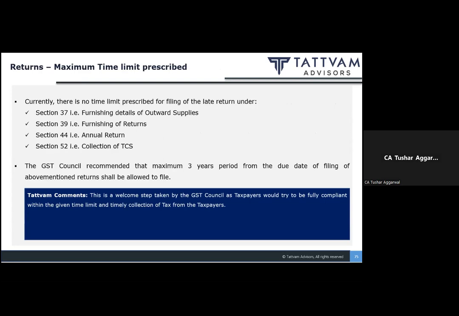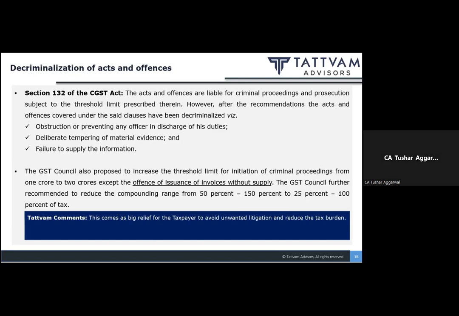Another important amendment is the time limit for filing returns, your output returns, your annual return, etc. I've seen people who for 17-18 have till now not filed the annual return. There are various such taxpayers. Now they will be imposing a maximum time limit. They have recommended that a maximum 3-year period from the due date of filing of the above mentioned returns shall be allowed, and thereafter you will not be in a position to file the return late, even after furnishing the late fees. In section 132, they have increased the threshold for initiation of criminal proceedings from 1 crore to 2 crores.